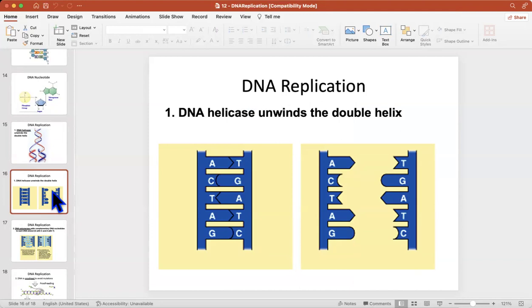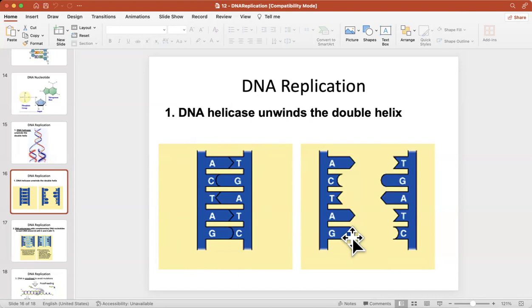Okay, what's the second one? So now you unwind them. Say, well, this is a very short DNA sequence. We use this as an example. So originally A pairs with T, G pairs with C. Okay, now you just split them open. Those hydrogen bonds, you split them open. Now you have 2 single strands by using a DNA helicase.